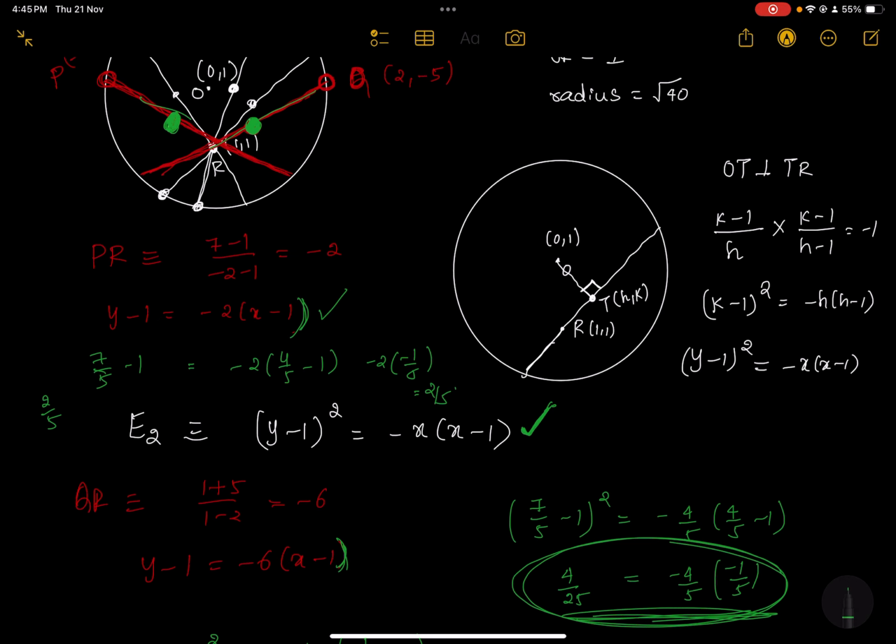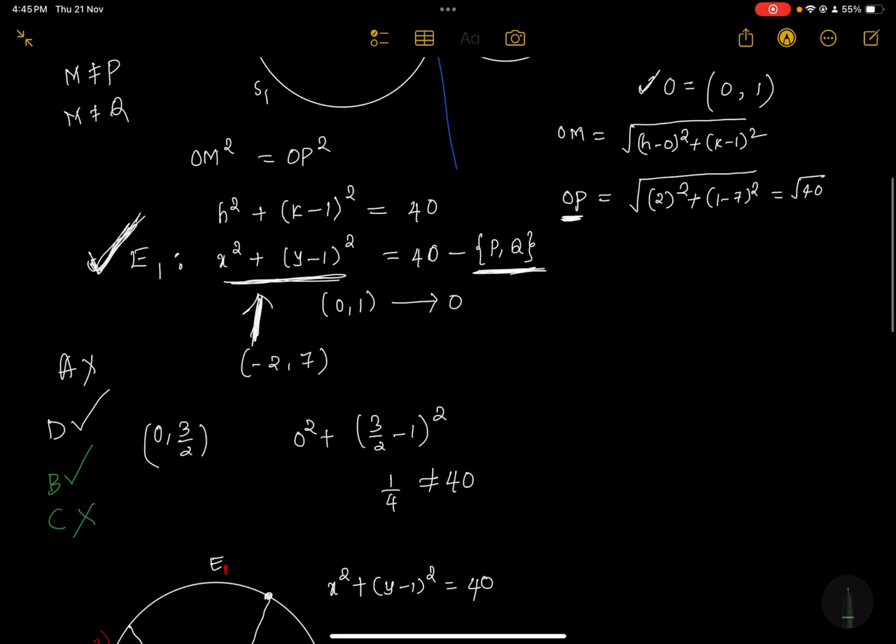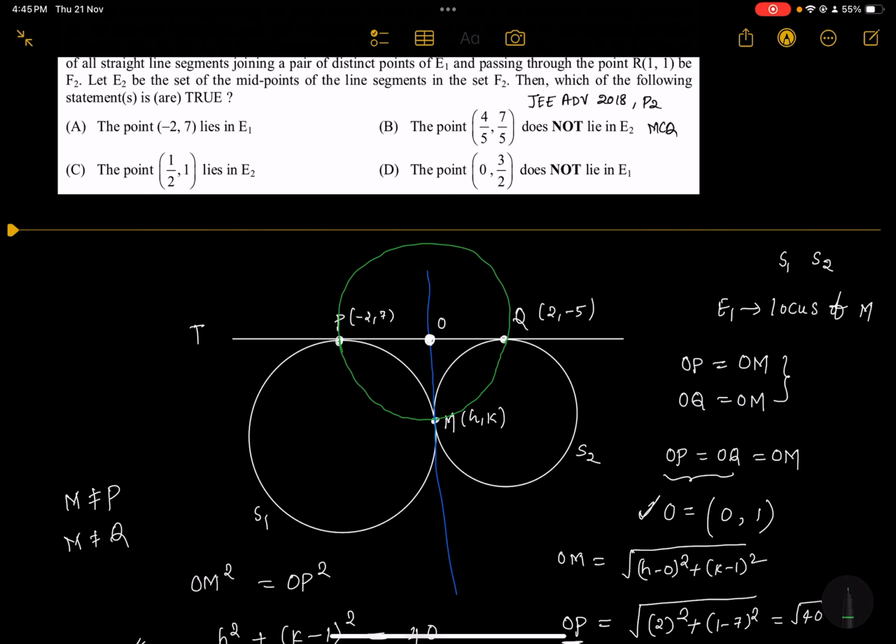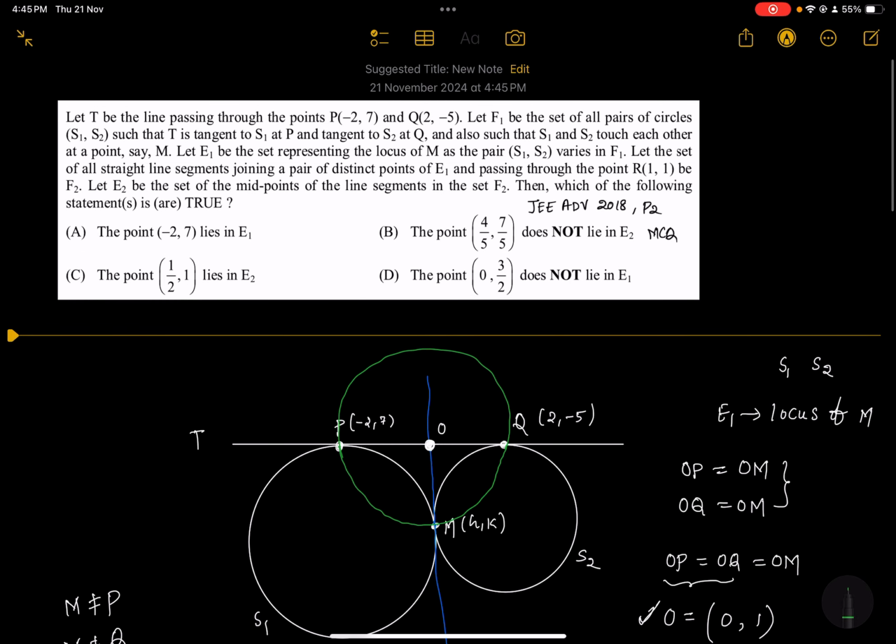Again, here it is a very tricky part. Intentionally they made the options like this, so there is a high chance of getting negative marks in this question. It is a very sneaky, very tricky question in the whole exam of 2018.